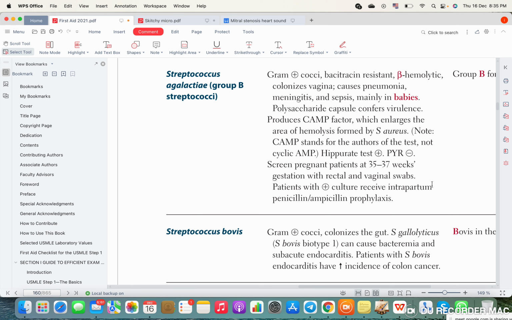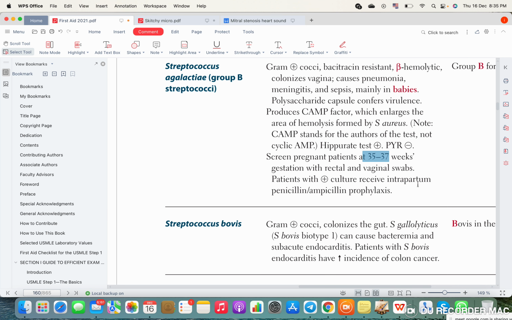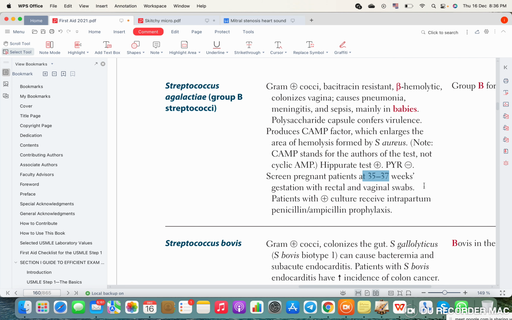And you screen all pregnant ladies between 35 weeks to 37 weeks. At which week does the lady normally deliver the baby? 40 weeks. Gestation, with rectal and vaginal swab to check that she does not have this. So patients with positive culture need to receive intrapartum penicillin and ampicillin prophylaxis. When I say they receive it intrapartum, does it mean before the delivery or after the delivery?